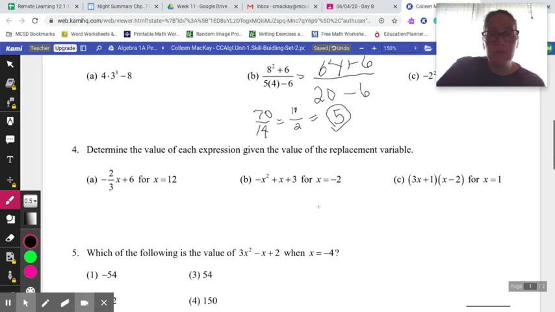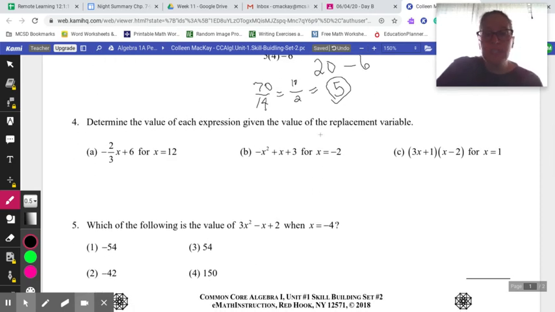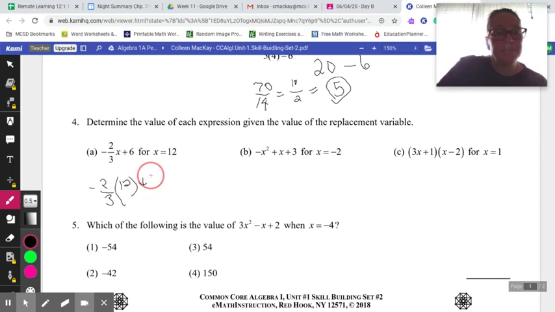Okay, let's look at question number 4. Determine the value of each expression given the value of the replacement variable. I'm just looking for the one that looks most difficult. We'll do letter A because it has a fraction in it. So it's telling me that for every x, I'm going to put a 12. So negative 2/3 times 12 plus 6. Okay, so I'm going to multiply first. This is 1. This is 4. So negative 2 times 4 is negative 8 plus 6. Negative 8 plus 6 is negative 2.